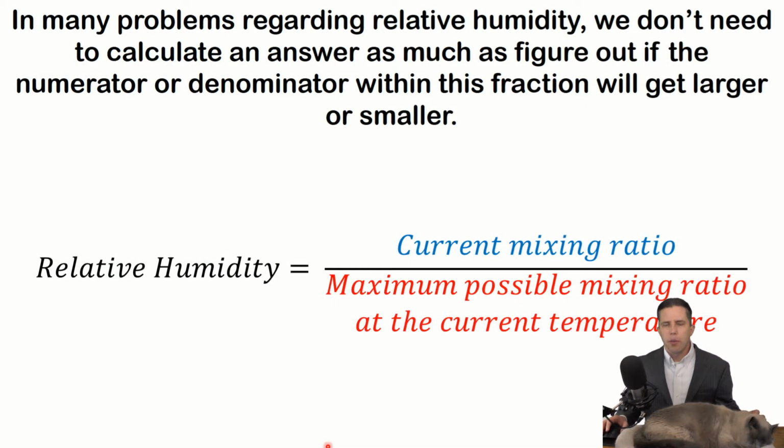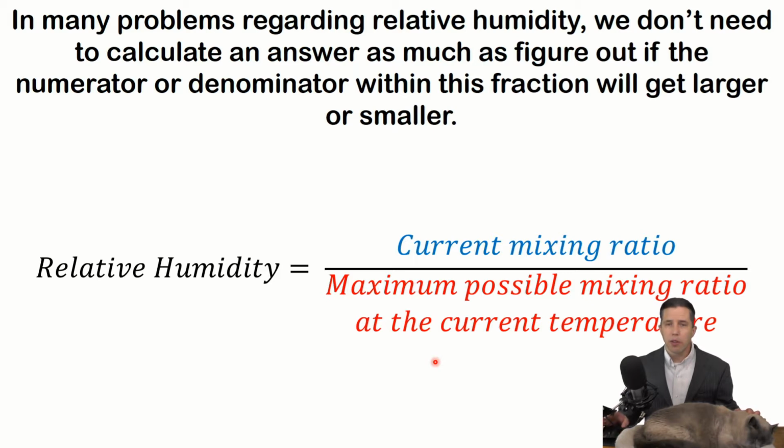So with relative humidity, a lot of times we're not so much interested in the actual numbers as much as we want to know if relative humidity is going to increase, decrease, or stay the same. So if you've got one of those problems, first thing to do is write out the definition of relative humidity, which we said is the current mixing ratio divided by the maximum possible mixing ratio at the current temperature.